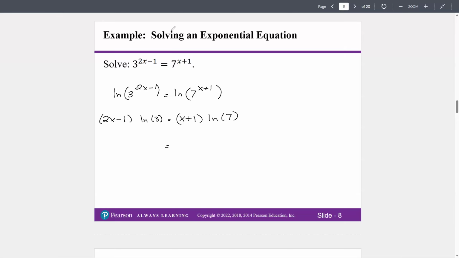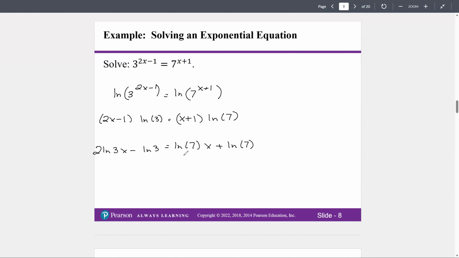All right, so this is going to take quite a bit of work for us. So if we distribute, this is actually 2 natural log of 3 times x minus natural log of 3. And then this over here is natural log of 7 times x plus natural log of 7. So we don't want to convert these logs into any kind of number right now because they're just going to be approximations. So we're going to keep everything as long as we can.